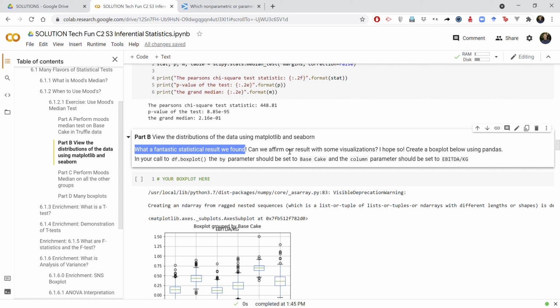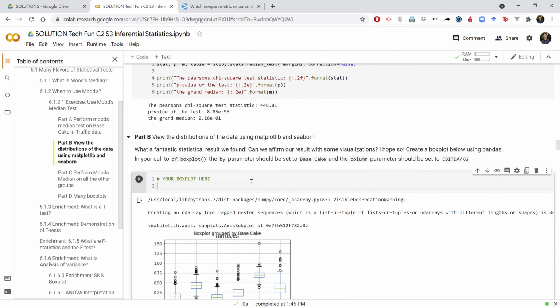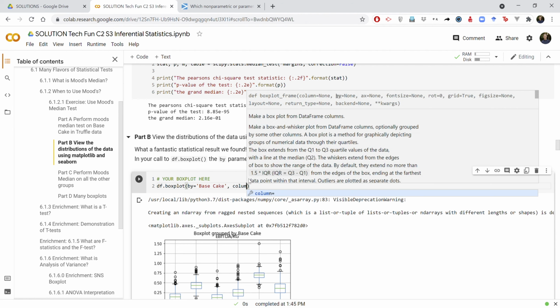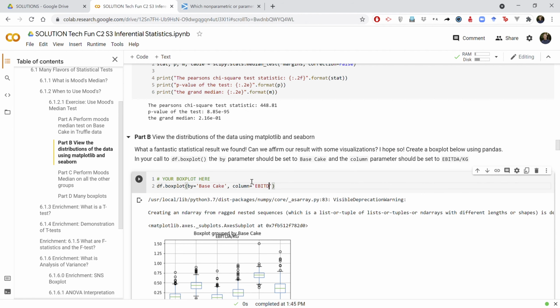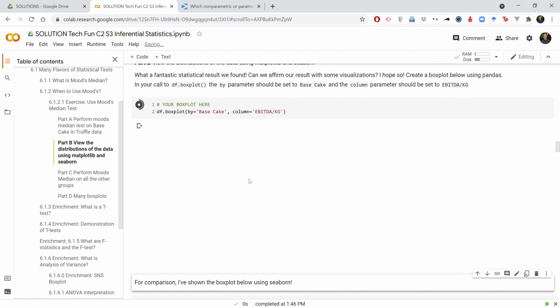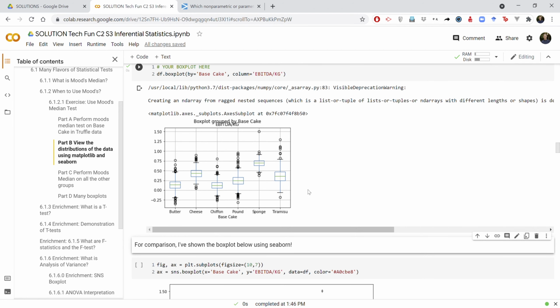In your call to df.boxplot, the by parameter should be set to base cake, and the column parameter be set to EBITDA per kilogram. Let's try this. So I'm going to do df.boxplot, and by is going to be equal to base cake, and column is going to be equal to EBITDA per kilogram. All right, looks like we did it.